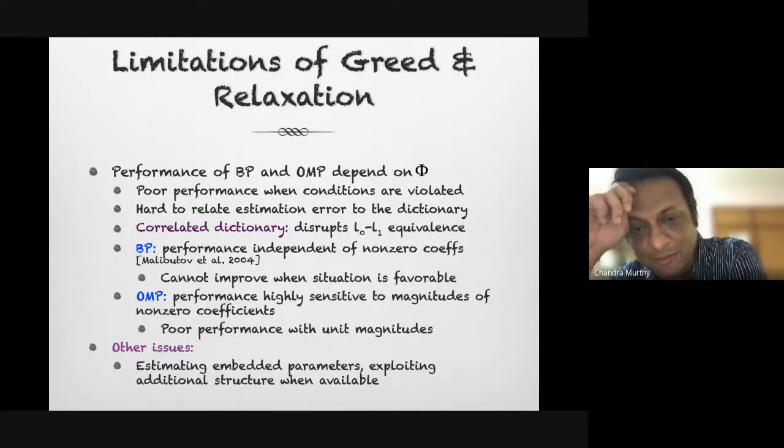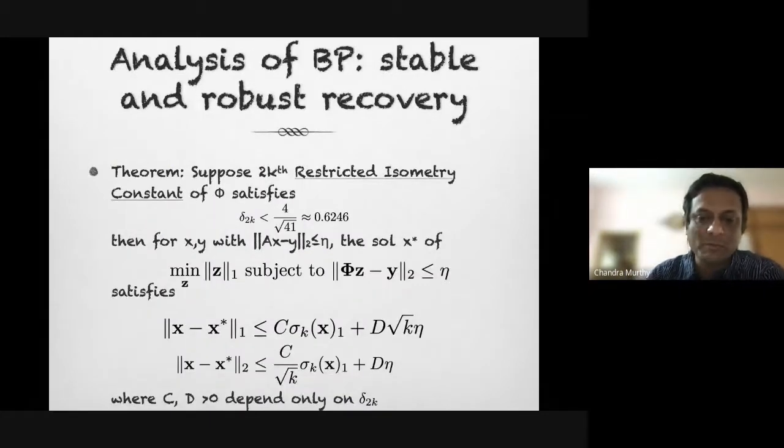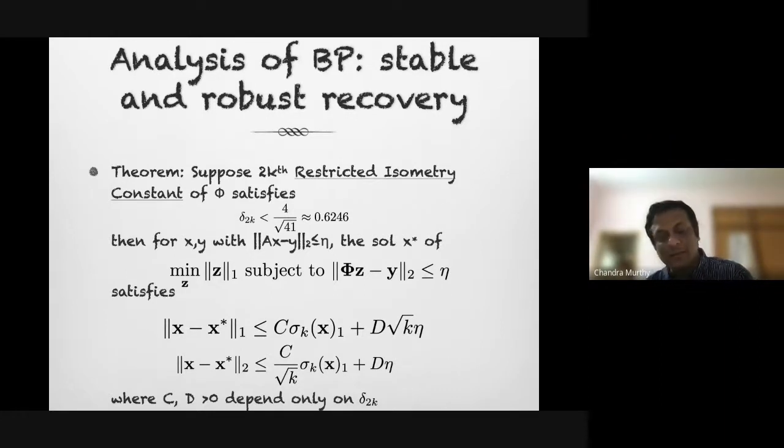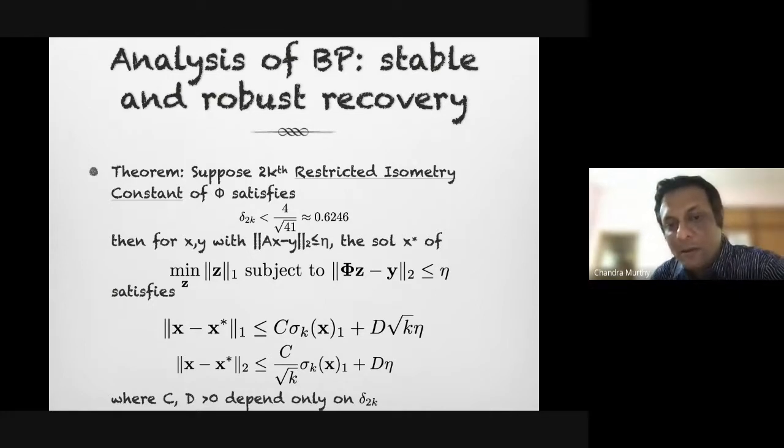That is, if you see these guarantees that I showed you, they're of this form, where the error in recovery is being upper bounded by the error in approximating x by a k-sparse vector plus the amount of noise that is added. That is this eta thing. But notice that on the right hand side, there's no property of phi that is coming into the picture. So if you use one particular phi versus a different phi, it makes no difference to the upper bound.